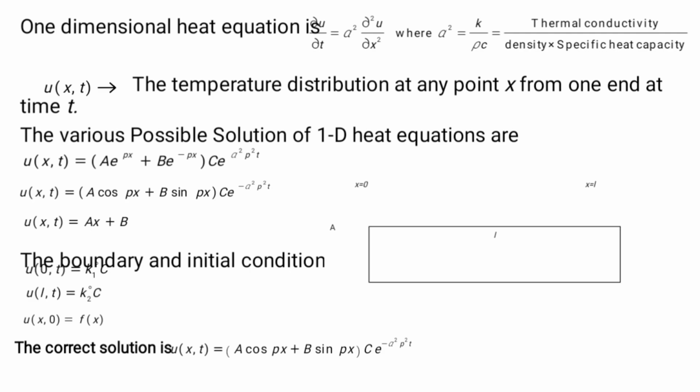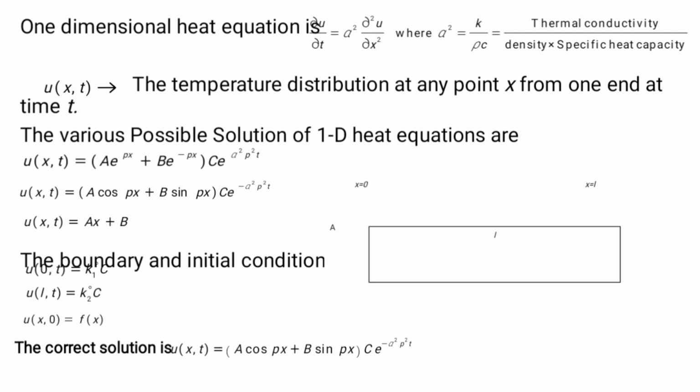In the one-dimensional heat equation, ∂u/∂t = α² ∂²u/∂x². In this problem, the maximum power is 3. The power for ∂u/∂t is 1, and for ∂²u/∂x² the power is 2. So 2 plus 1 is 3. So we have a maximum of 3 conditions: two boundary conditions and one initial condition.